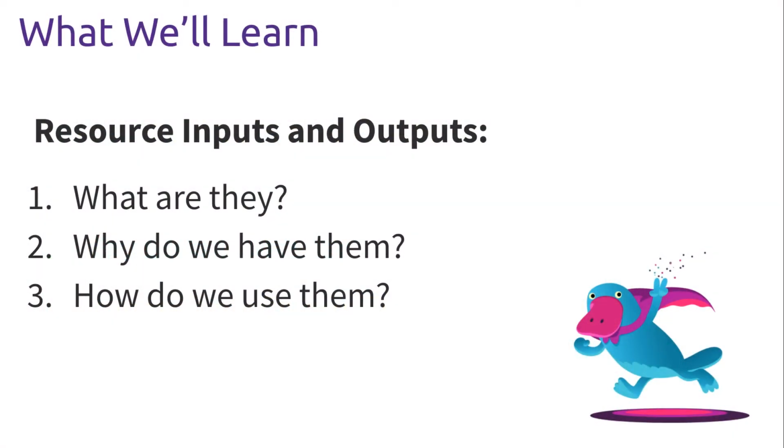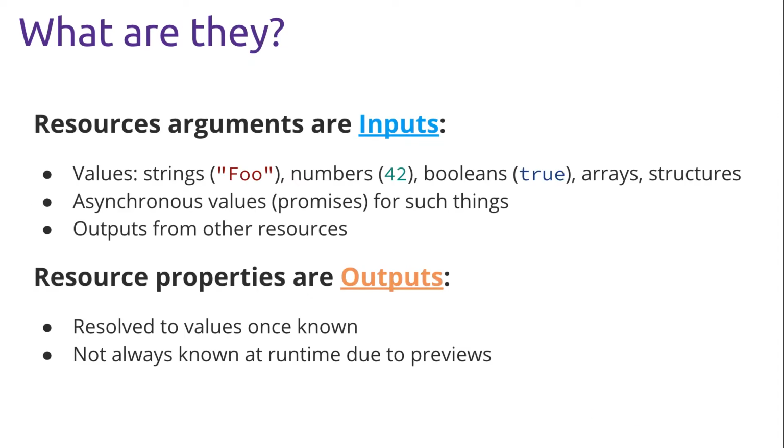In this short video, we'll learn all about resource inputs and outputs. We'll learn what they are, why we have them, and how we use them. When creating a resource, you pass arguments to its constructor. These are called inputs. They can be one of three things: concrete values like strings, numbers, booleans, arrays, or other structures, asynchronous values, such as promises, or outputs from other resources.